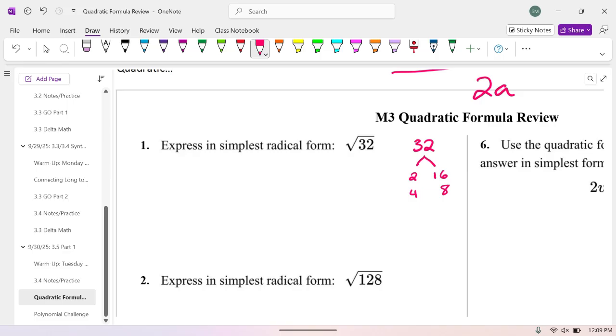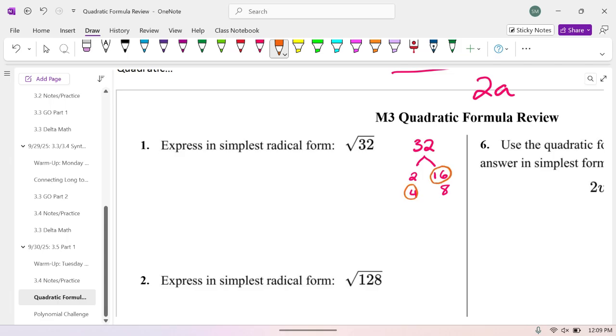So, I'm looking for perfect squares. Out of these four numbers, what are the perfect squares? What do I mean by perfect square? What I mean is if I took the square root of that number, I would get a nice whole number, not a funky decimal. 4 is a perfect square. What's another one? 16.